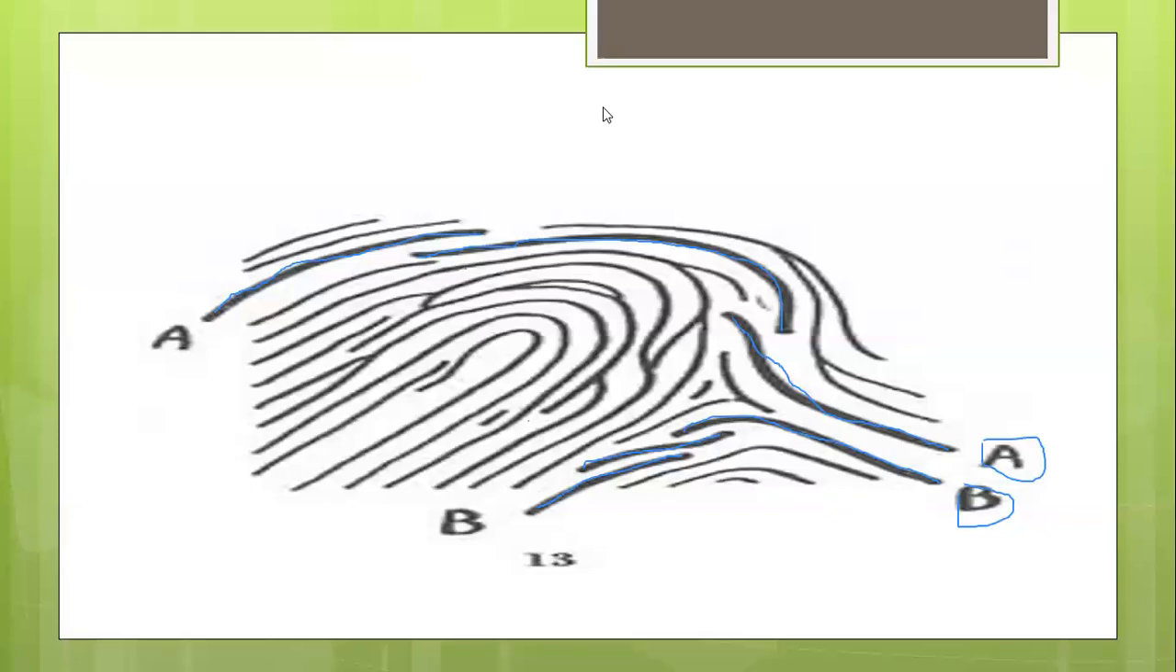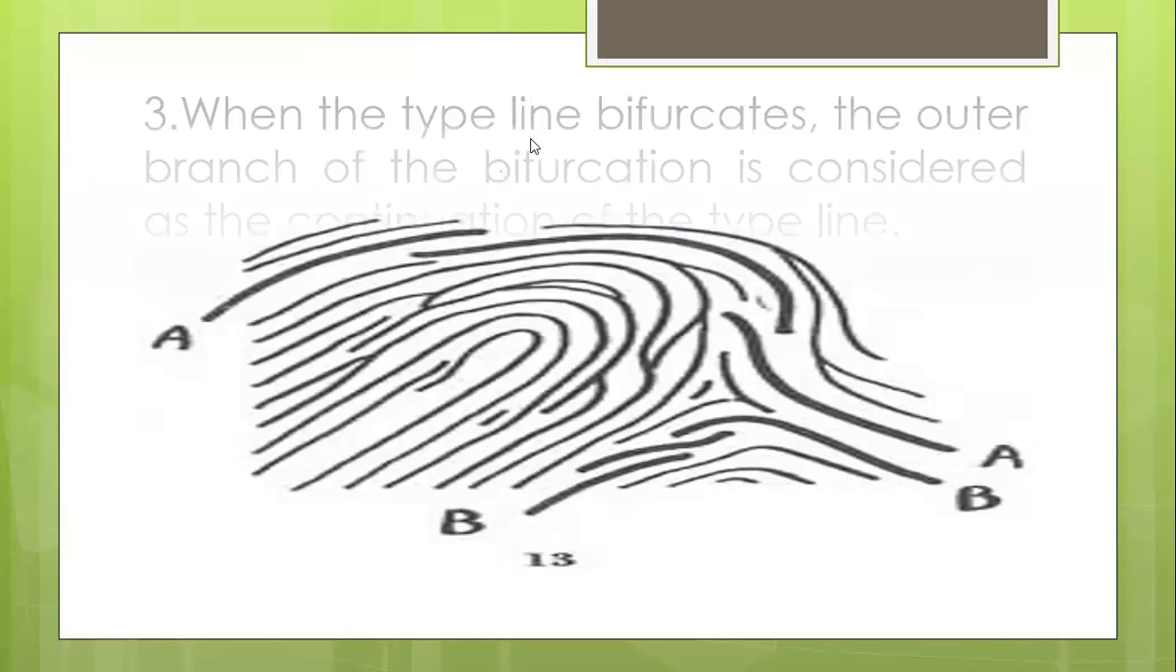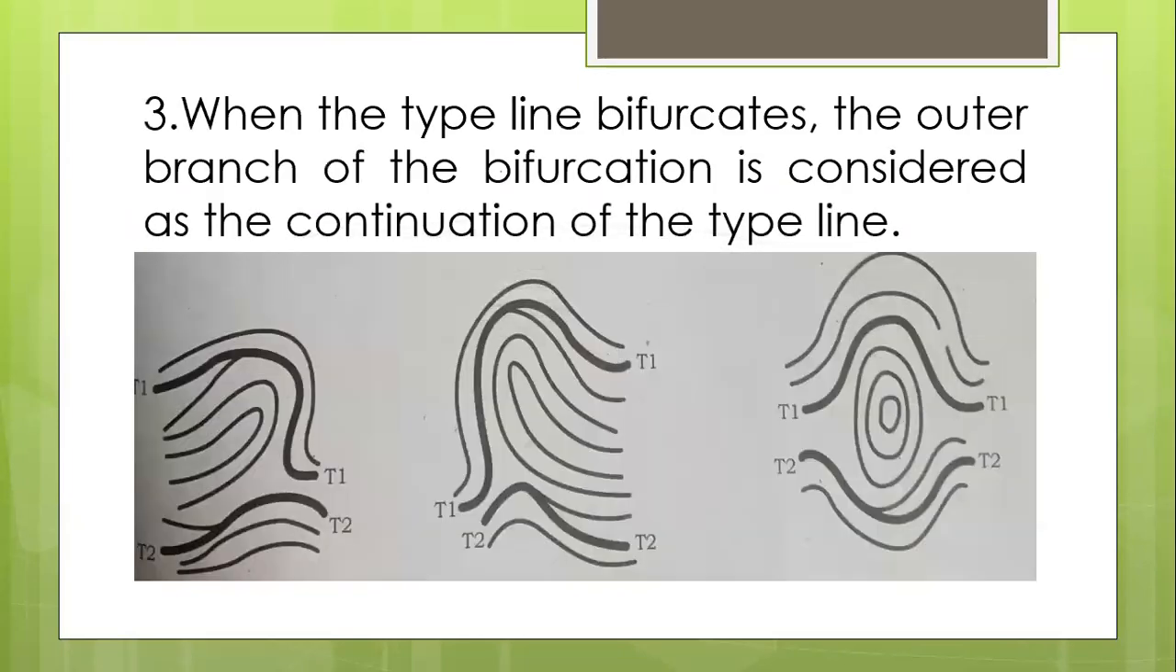Now, next, the third rule in determining type lines. What is that? Ito. Yan. Okay. Rule number 3 in determining type lines. When a type line bifurcates, the outer branch of bifurcation is considered as the continuation of the type line. Very clear.